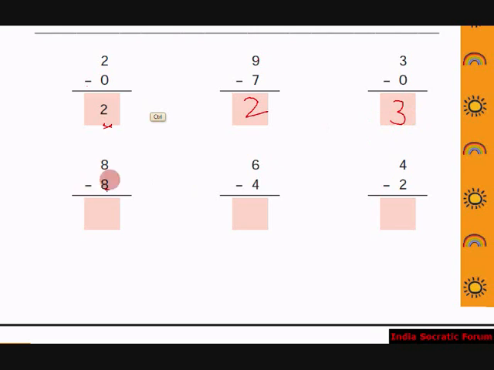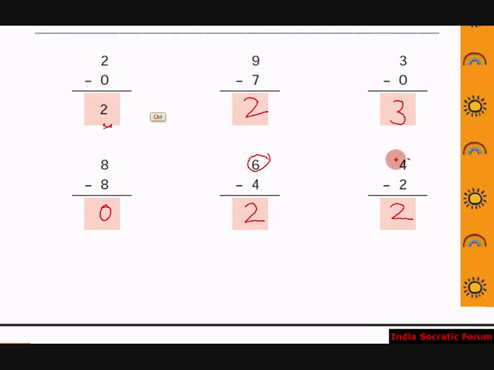8 minus 8, everything is gone. So 8 minus 8, what is left out? 0. 6 minus 4, if you take 4 away, take away 4 from 6. How much is left out? Good job, 2. If you take away 2 from 4, 4 minus 2, how much is 4 minus 2?